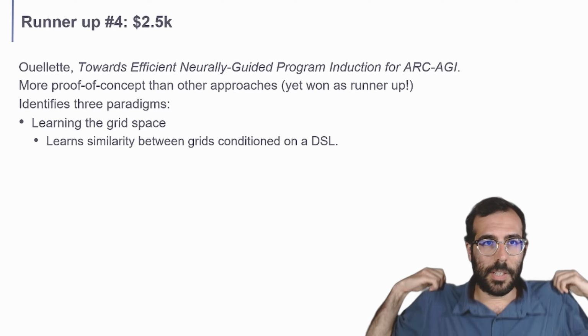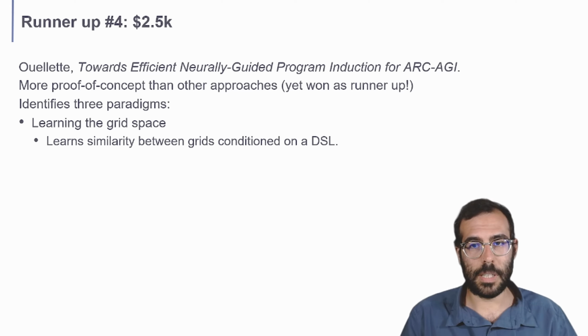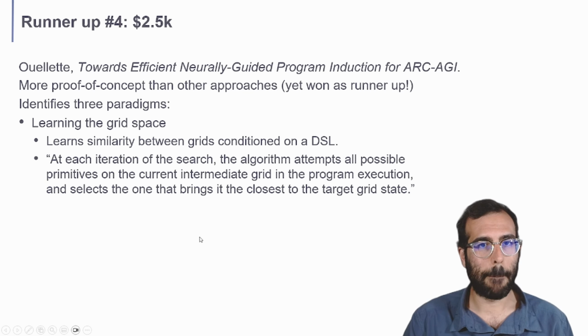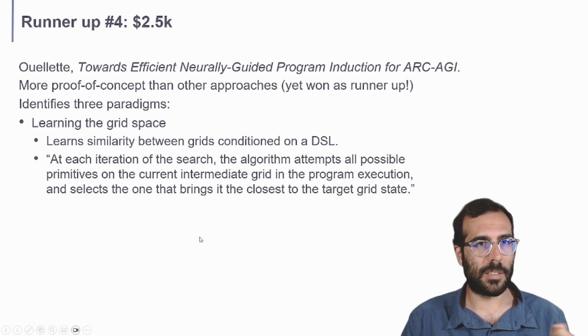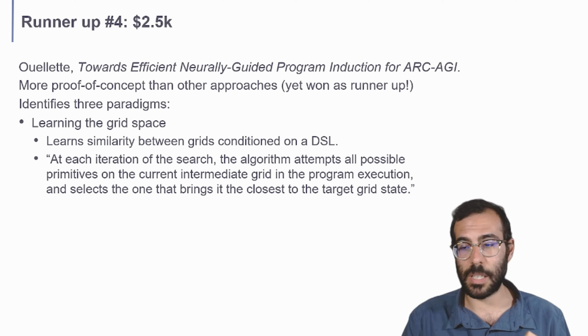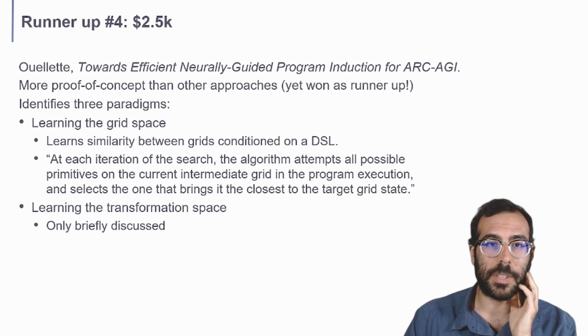So essentially what you do there is you learn similarity between grids conditioned on a domain-specific language of the kind we've talked about in the previous modules. So the way that OLET describes it, at each iteration of the search, the algorithm attempts all possible primitives on the current intermediate grid in the program execution and selects the one that brings it the closest to the target grid state. You can also do learning on the transformation space.